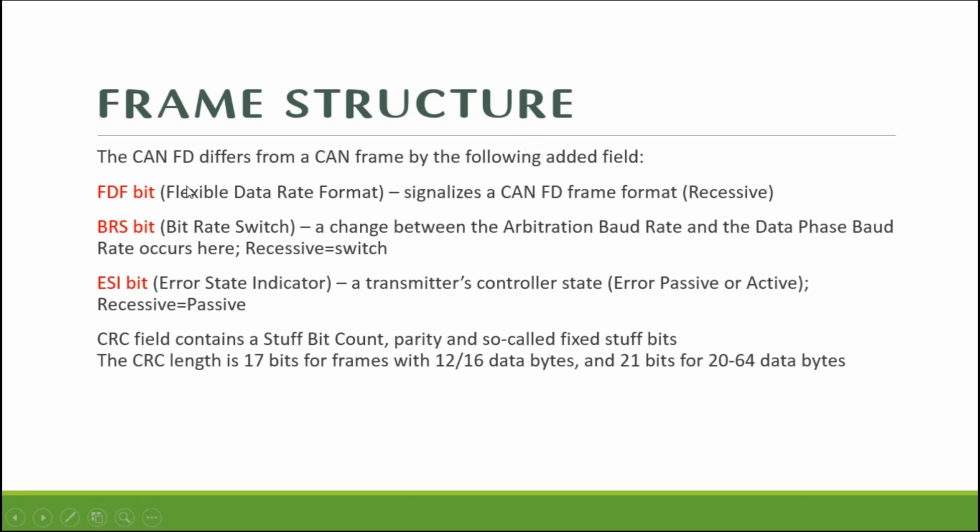Frame structure: CAN FD differs from the CAN frame by the following bits: the FDF bit, the BRS bit and the ESI bit. These things we will see in future videos about CAN FD.